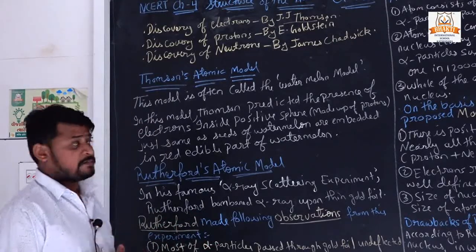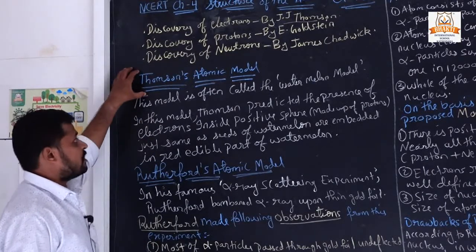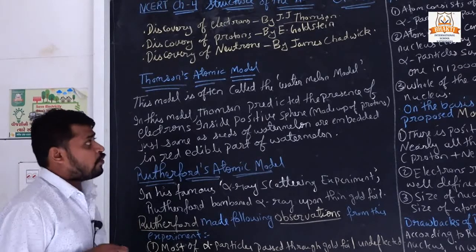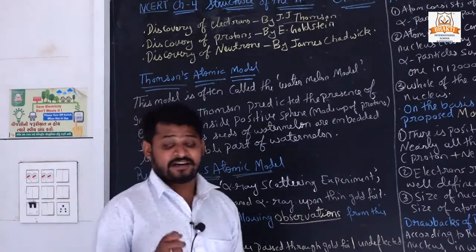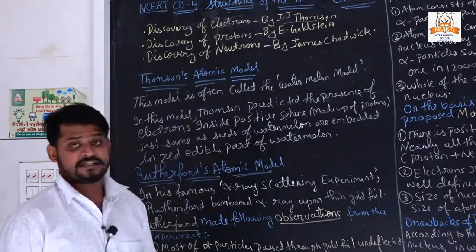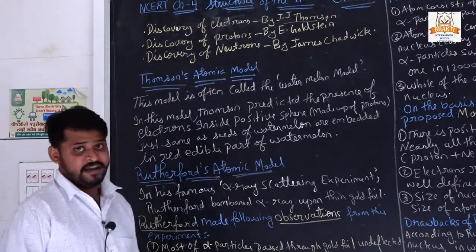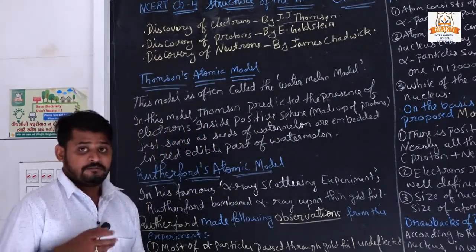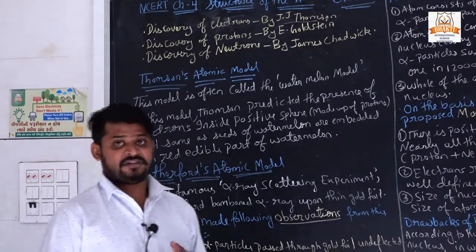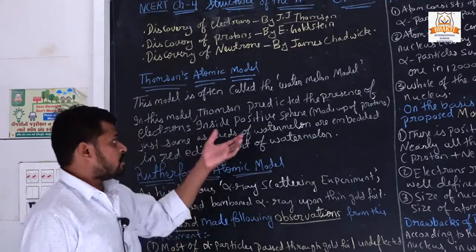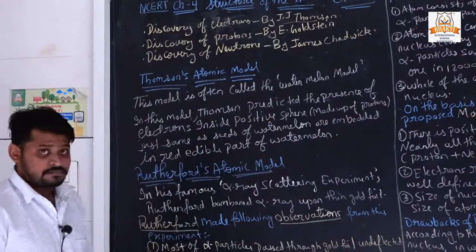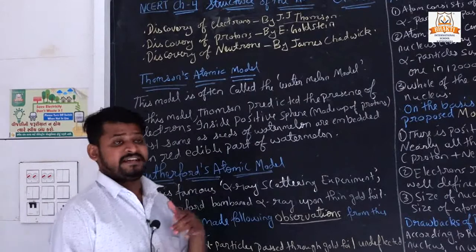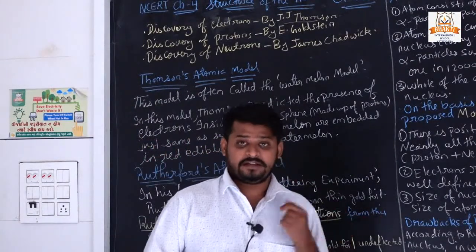In that, our first model was the Thomson atomic model. This model is often called the watermelon model. Meaning another name of the Thomson atomic model is the watermelon model. Why was it given the name watermelon model? Because the example that was given to explain the subatomic particles of an atom is a watermelon.